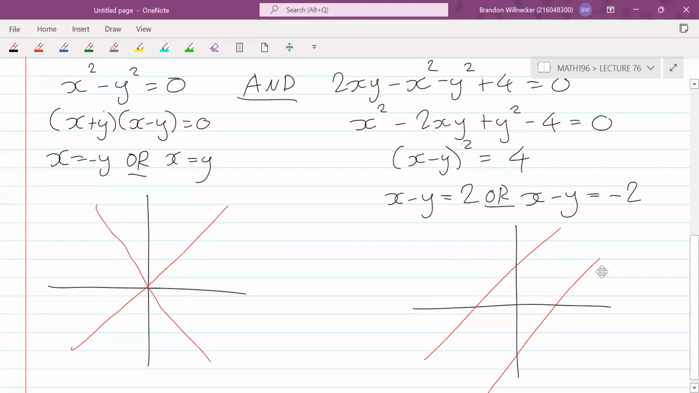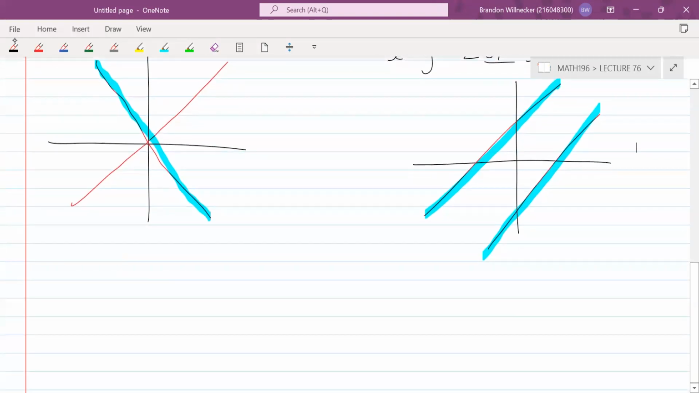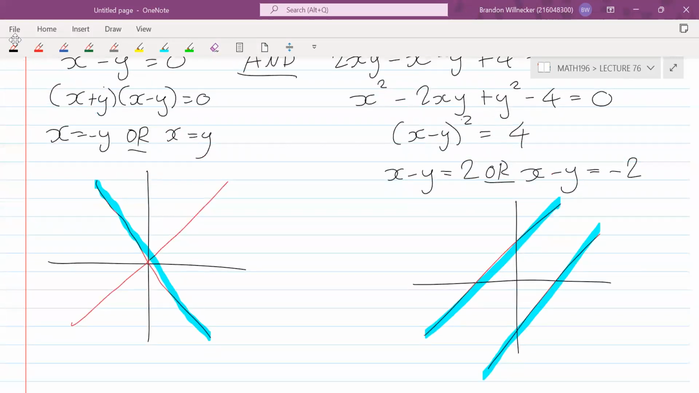Now, to get the solution, we need the first part and the second part to be true. That means we need to find the intersections of these two lines. So this line is going to intersect these two lines at 2 points. We can just substitute in x equals minus y, and that gives us the two intersection points. You can try that out for yourself if you don't see it immediately.